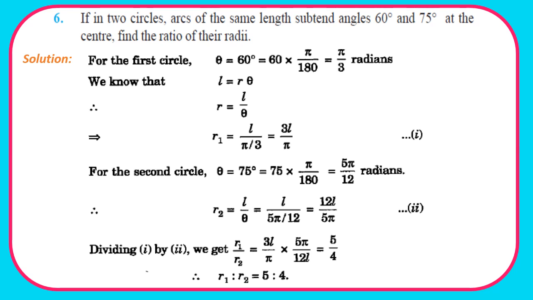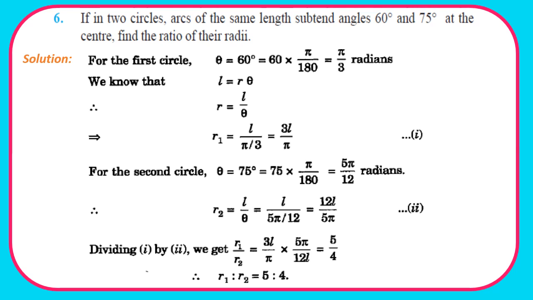So we have to first convert the angles into radians. Now for the first circle, theta is 60 degree, so 60 into pi upon 180, that is pi upon 3. So we know that L equals r theta, so r becomes L upon theta, so r1 equals L upon pi by 3, that is 3L upon pi. Now for the second circle, theta is equal to 75 degree. Converting that into radians, we multiply by pi upon 180. This becomes 5 pi upon 12 radians. So r2 is equal to L upon 5 pi by 12, which is equal to 12L upon 5 pi.